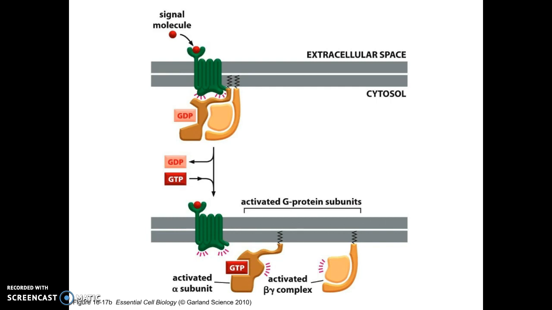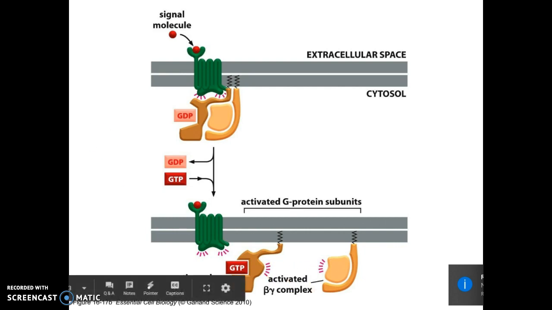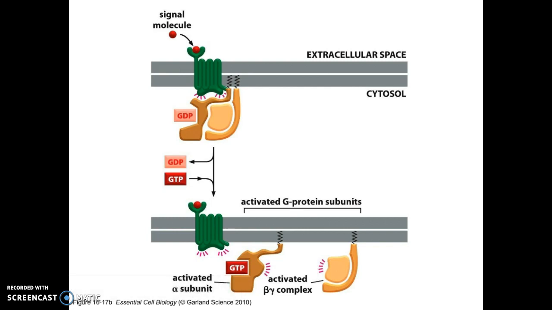So the take-home message here is that the G protein coupled receptor is called a G protein coupled receptor because it's bound to GDP or GTP. So when it becomes activated, it exchanges its GDP for GTP, and that activation allows for the activated alpha or the activated beta gamma or both to go on to do something else.